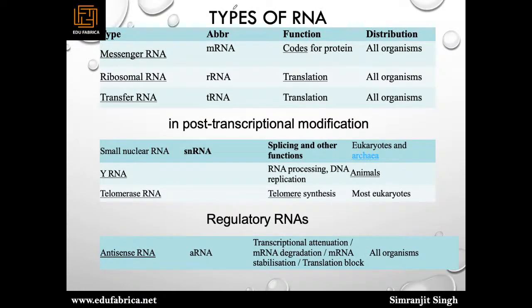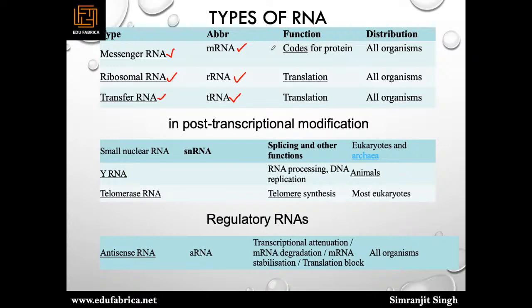There are three different types of RNA according to their functions. First is messenger RNA, then ribosomal RNA, and transfer RNA. This is abbreviated as mRNA, this as rRNA, and this as tRNA.